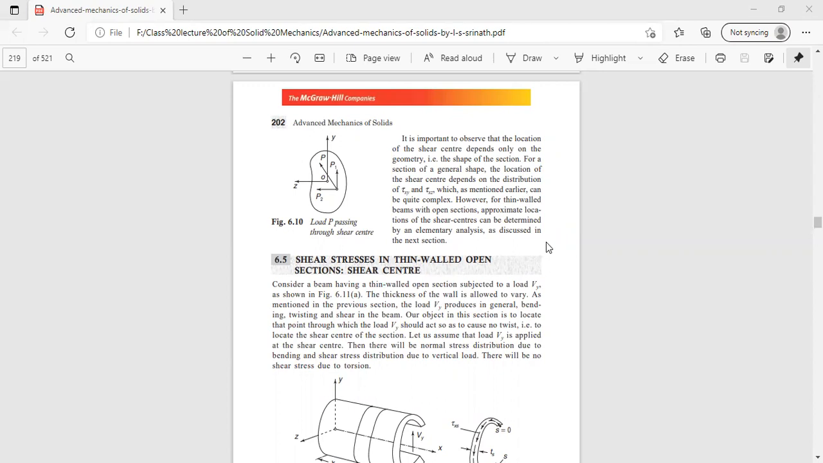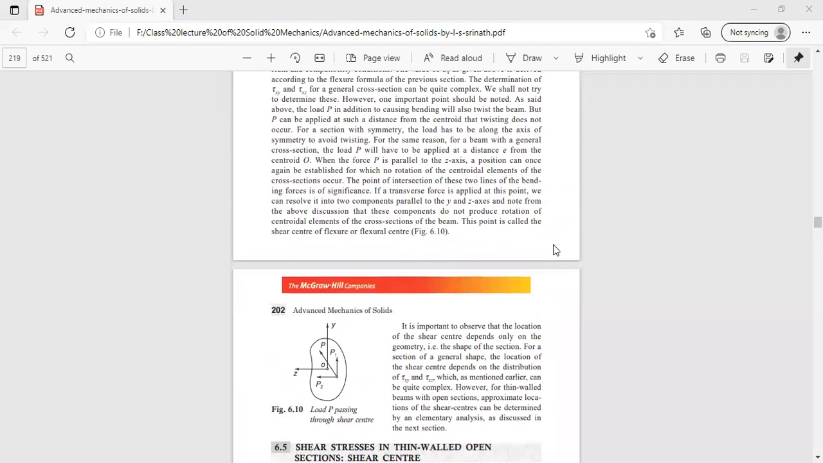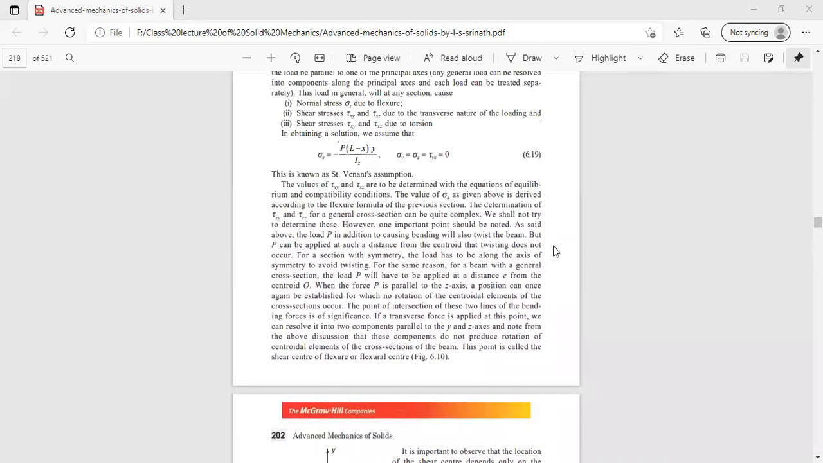This shear center can be on the beam itself, and can also be away from the beam. The location of the shear center depends on the distribution of shear stresses, tau xy, tau xz, etc. But for thin wall beams, the approximate location of the shear center can be determined by an elementary analysis, which we have discussed already, and I will go further toward that.